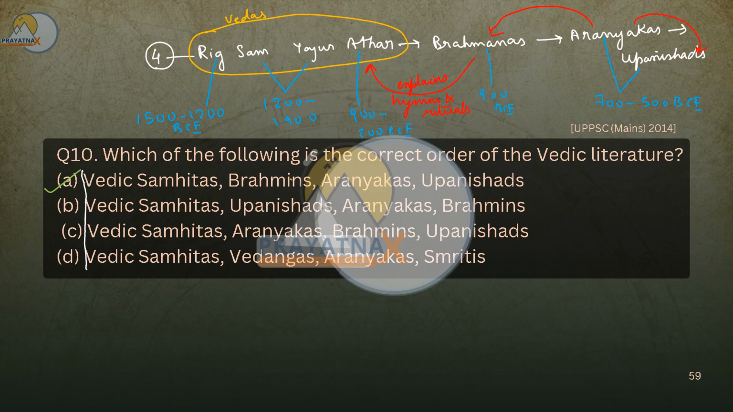So, now the correct answer for this would be option A, the Samhitas first, then the Brahmanas, and then the Aranyakas, and then the Upanishads. As you see, all the other options are skewed. Now, moving on to the next question.